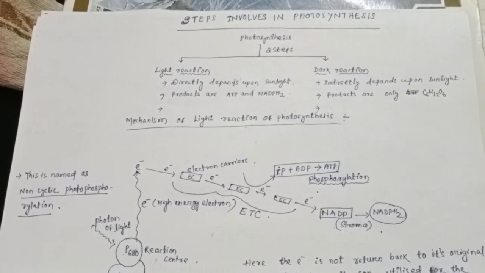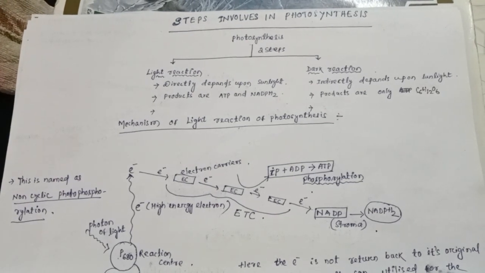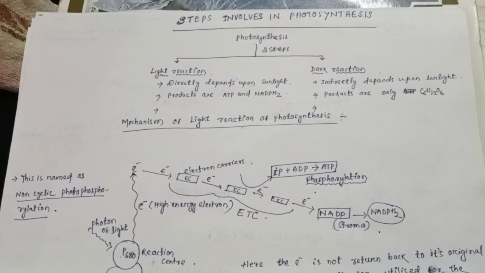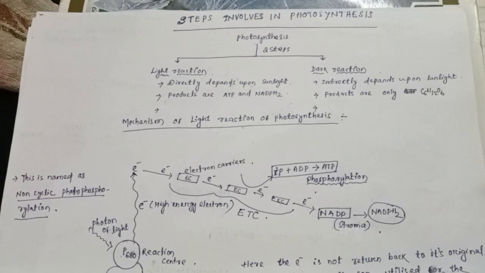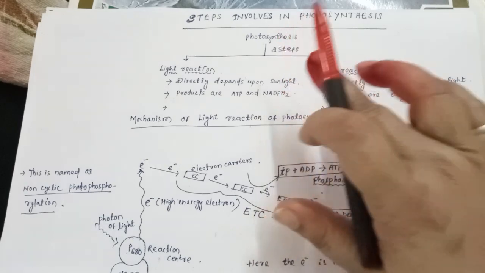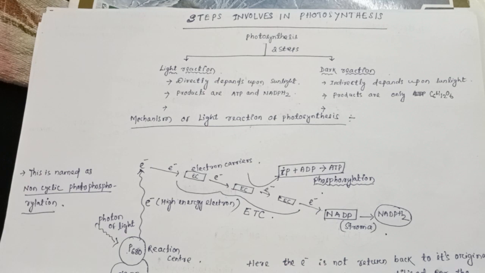Today I am going to teach about the steps involved in photosynthesis. The entire process of photosynthesis can be completed in two steps. The first step is named light reaction, and the other step, which occurs just after the light reaction, is known as dark reaction. Both steps of photosynthesis take place inside the chloroplast of mesophyll cells.